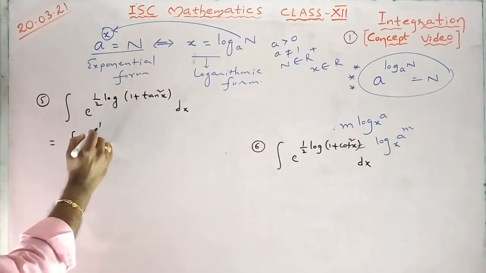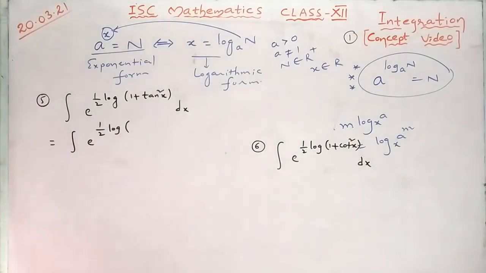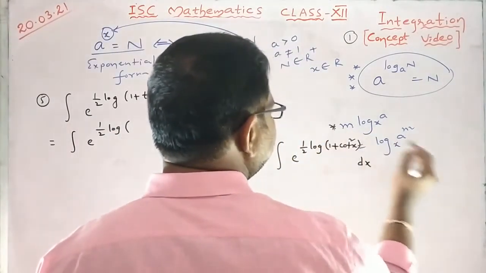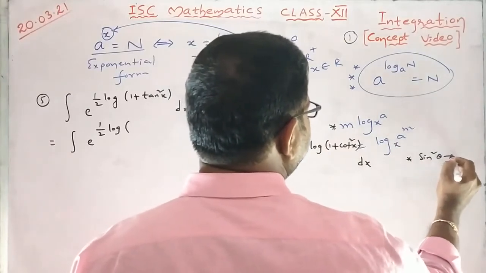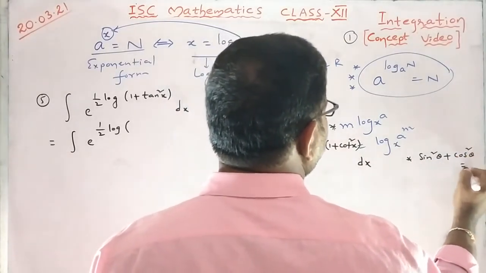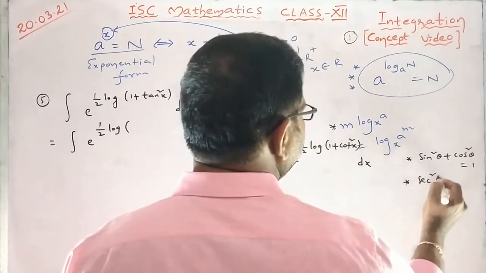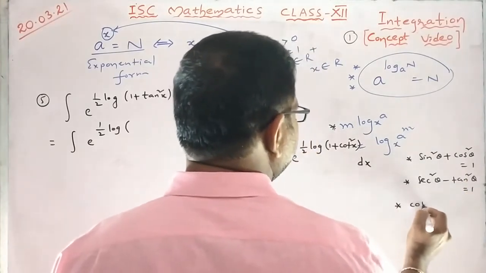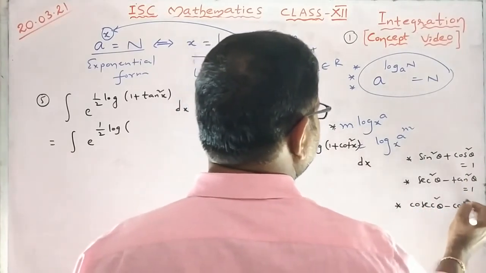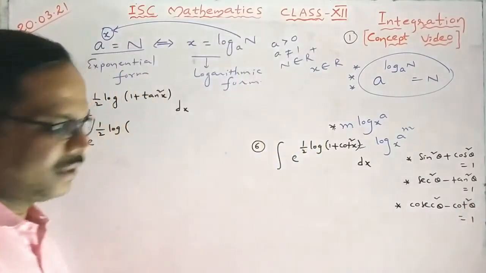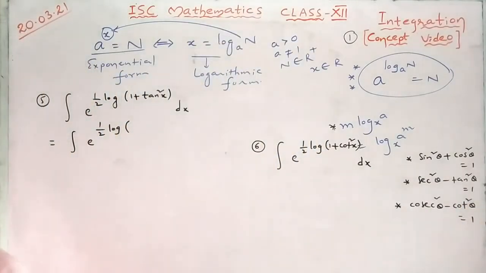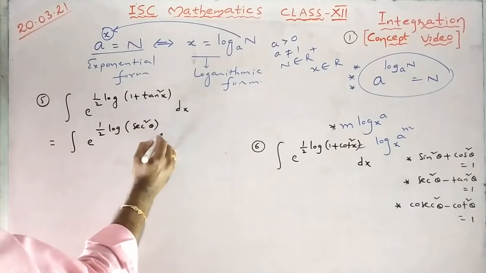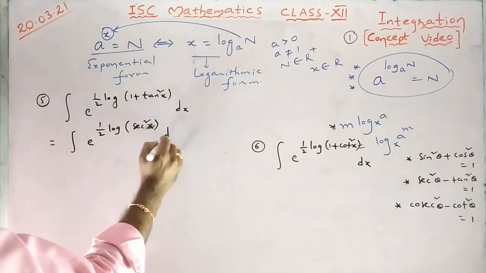Okay. So for 1 by 2 log of, we have three trigonometric identities. What are the identities we have? Sin square theta plus cos square theta is equal to 1. Secant square theta minus tan square theta equal to 1. Cosec square theta minus cot square theta is equal to 1. These are the three identities we have. So 1 plus tan square theta can be written as secant square theta. So in the place of theta we have x.